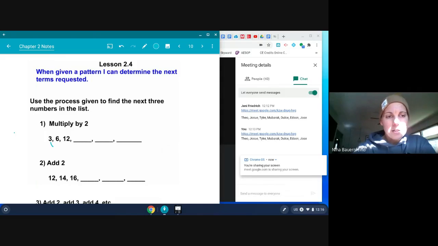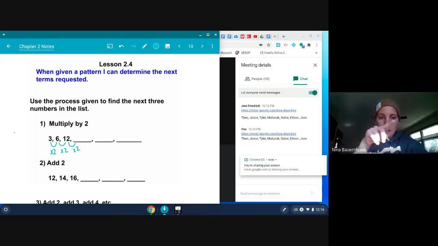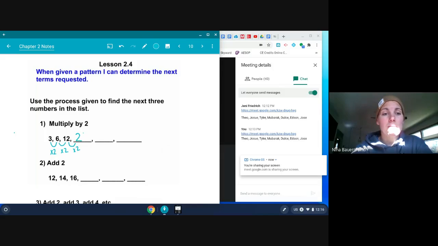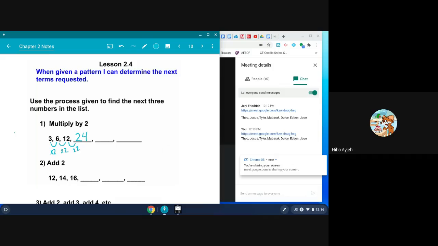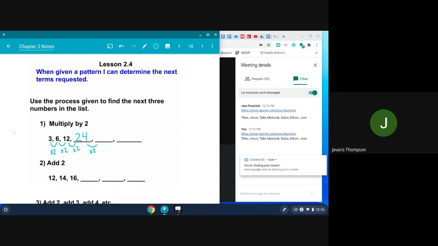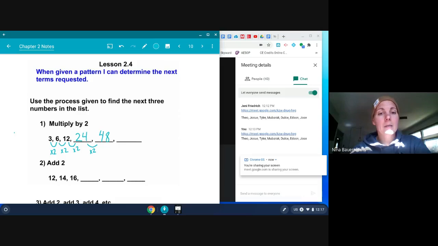So from 3 to 6, what you notice is you multiply by 2, and then 6 times 2 is 12. So then 12 times 2, this might seem silly that I'm writing this in between, but you'll see in a couple examples, it's going to be really helpful or necessary. So what's 12 times 2? 24. It's actually 24. So then if we do 24 times 2, what's that one? 48. And then times 2 again, it's 96. Okay? So that's what that first one would look like.